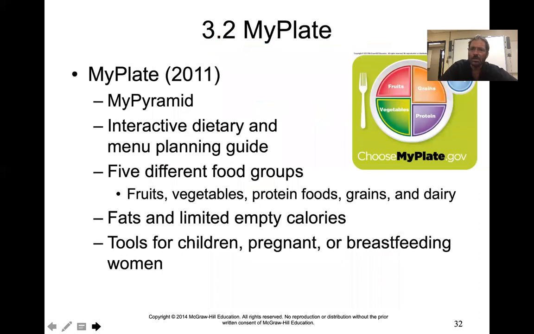All right. There's some information on MyPlate. Depending on if you want to abide by that, I'm not going to say what's right or wrong. For me, this is nutrition for personal, it's your personal approach to it. So decide what you want to do with it. All right. Tools for children, pregnant or breastfeeding women. That demographic probably has to really think about eating more nutritious foods.